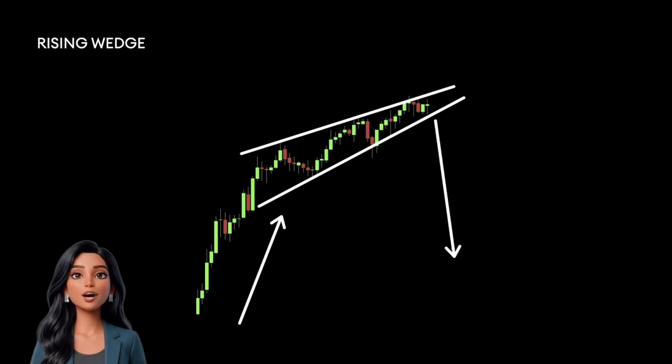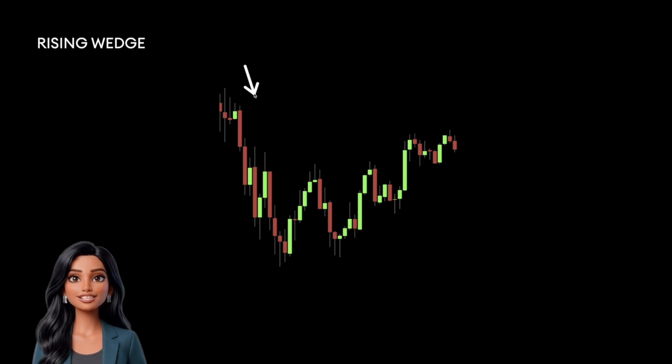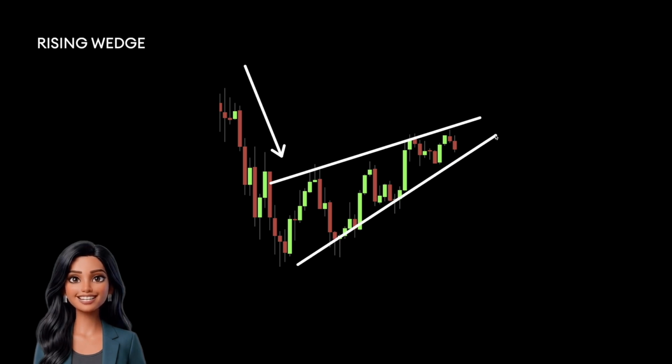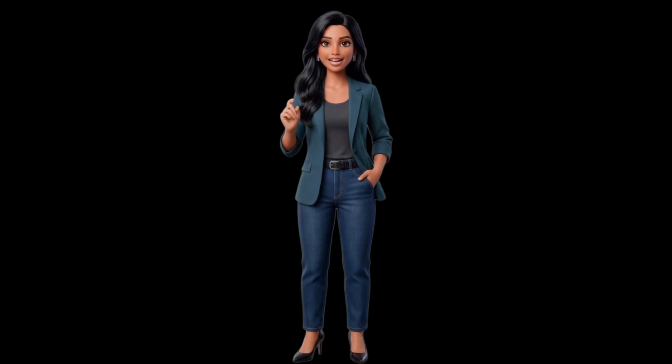Even though the overall market may still appear bullish. In a bearish rising wedge, the price starts in a downtrend. The rising wedge pattern forms during a pullback, but the price is likely to break out below the bottom trend line, continuing the bearish momentum. Next, we have the falling wedge.